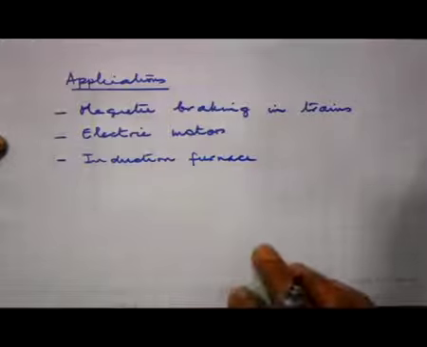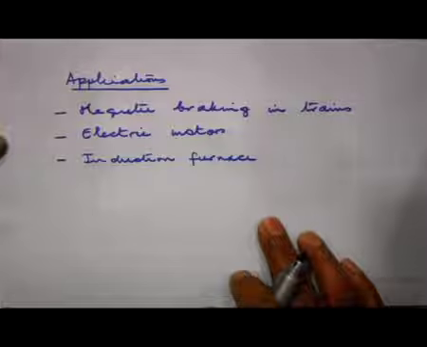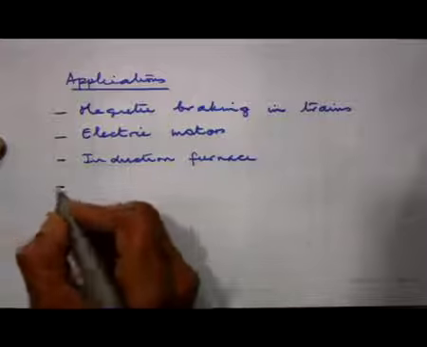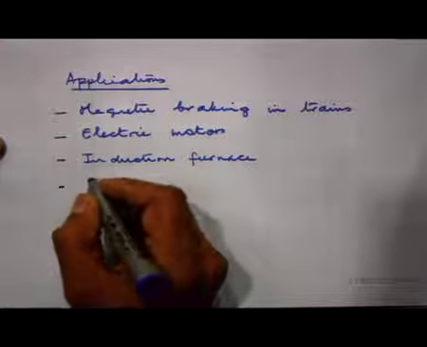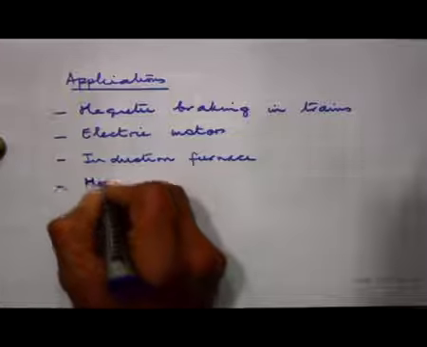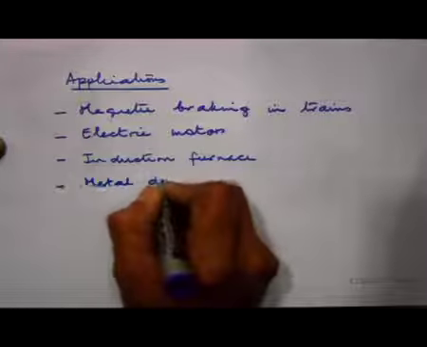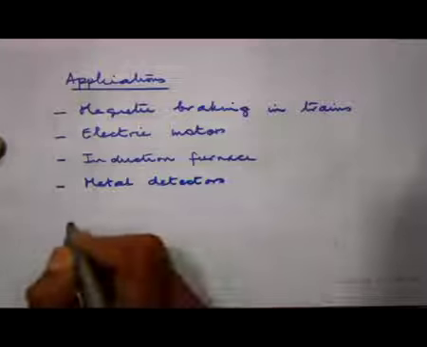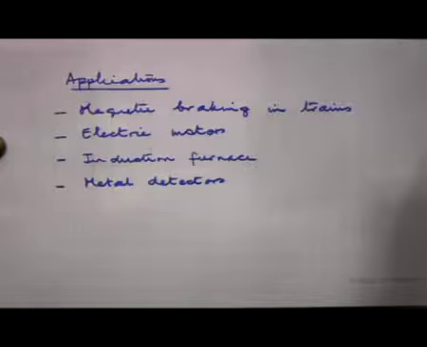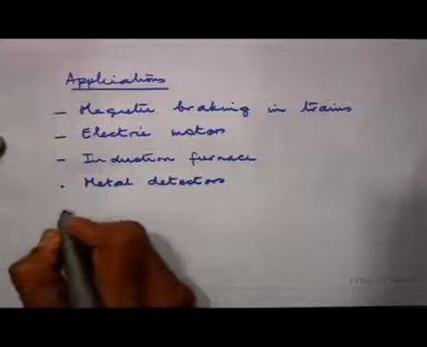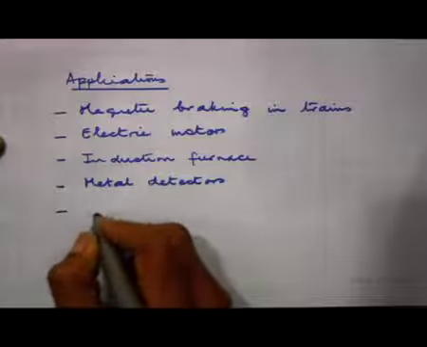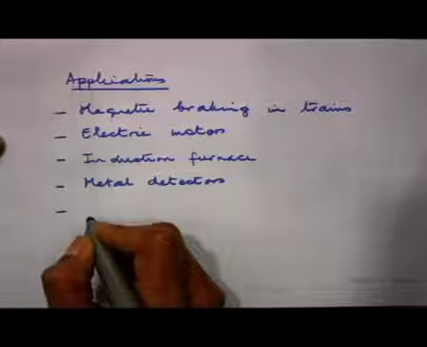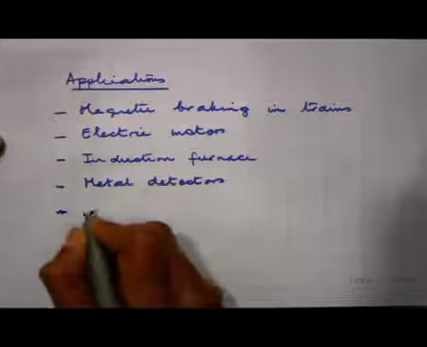Remember, I mentioned to you that these currents, as they pass through the conductor, will generate heating because of Joule heating, and that heating can be used for making a furnace. They are also used as metal detectors. For example, at airports, where you have seen detectors which detect the presence of metals, this can be based on induction.